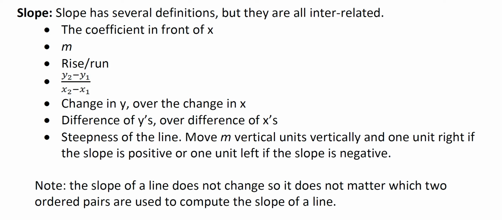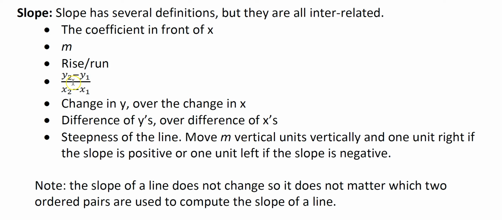Slope has several definitions, but they are all interrelated. Some of the definitions of slope, or details about them, are: first, the coefficient in front of x is known as the slope. That coefficient in front of x is frequently referred to as m. Slope has a rise divided by a run, known as rise over run. There's a formula for calculating the slope that many students have been exposed to, and that is you subtract the y values and divide by the subtraction of the x values.